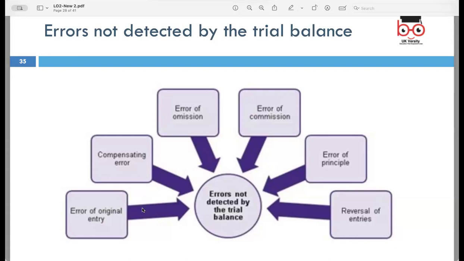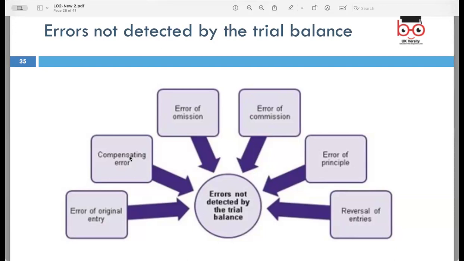Next is compensating errors. Compensating errors occur when two errors cancel each other out. For example, if an expense is overstated by £100 and revenue is understated by £100, the errors offset each other. In such cases, the trial balance will still balance because the total debit and credit are equal, even though individual accounts contain errors.